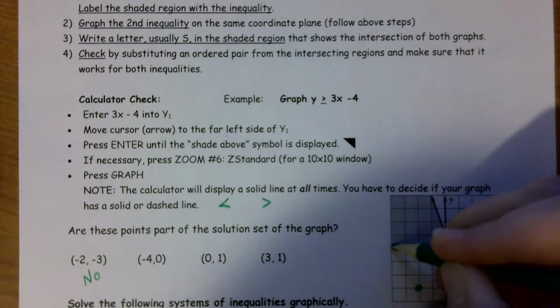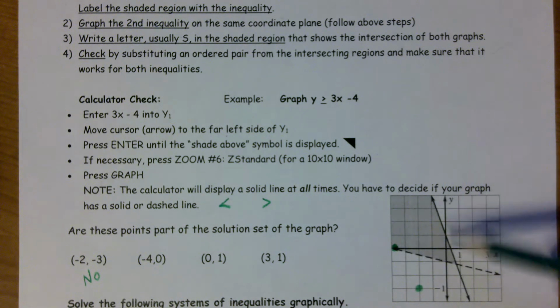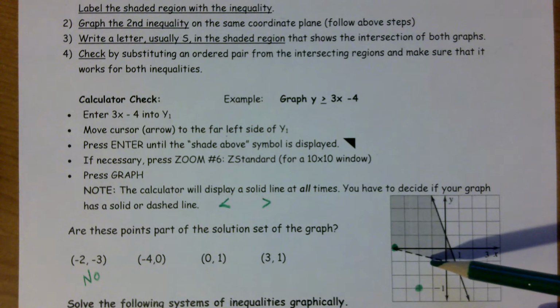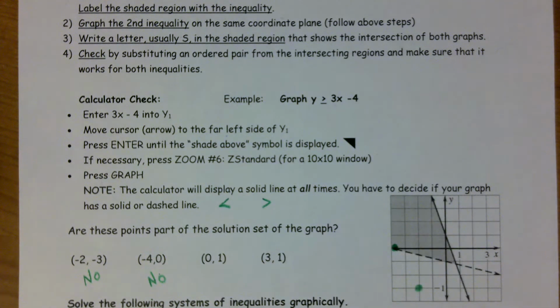-4, 0 is over here. It looks like it's part of this, but remember, it's right on a boundary line, and this boundary line happens to be dashed, which means no point on this boundary line can be included. So this also is not part of the solution set.